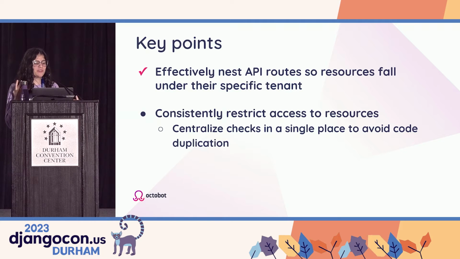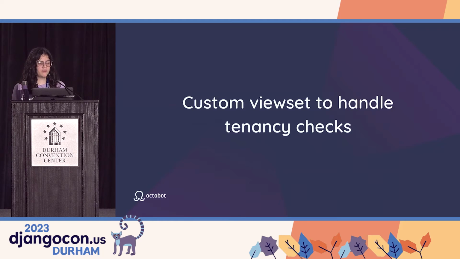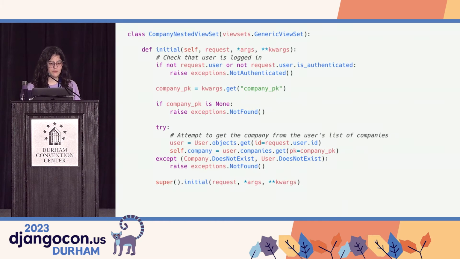Next step, and I think is the most interesting part, would be to consistently restrict access to resources. So we did this in the first place by writing a custom view set that will handle all these tenancy checks. This is the view set. It's just those lines of code, so you can see it's not a very complicated thing. The view set inherits from DRF's generic view set, and the only thing we're doing here is we're overriding the initial method to basically perform this tenancy check for us.